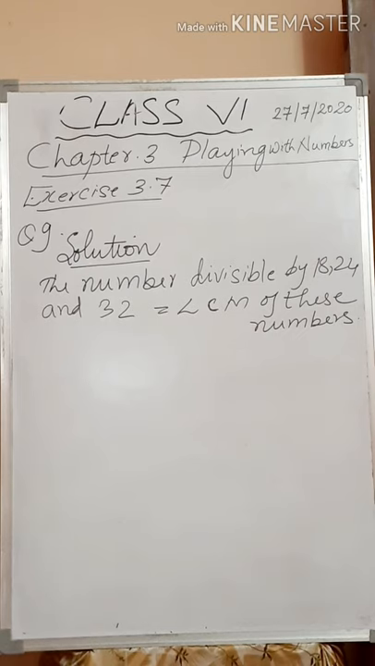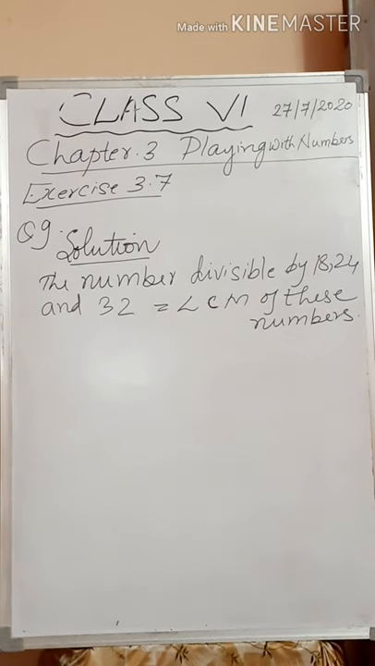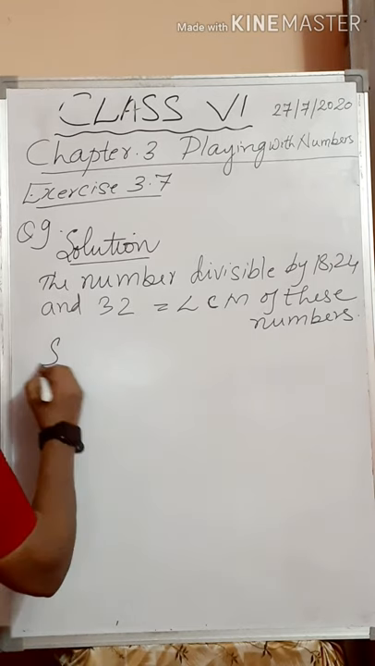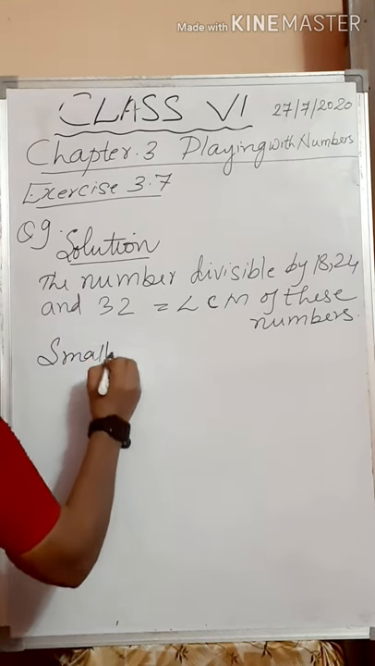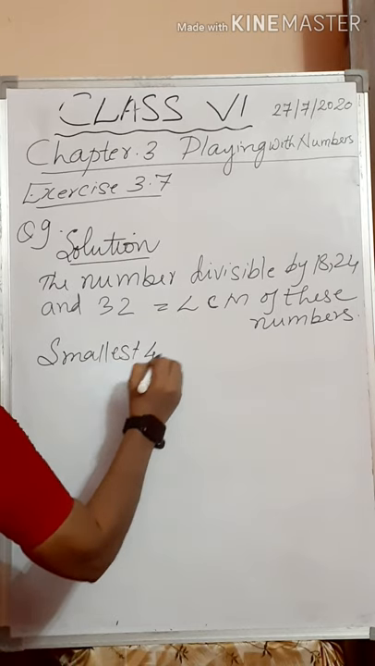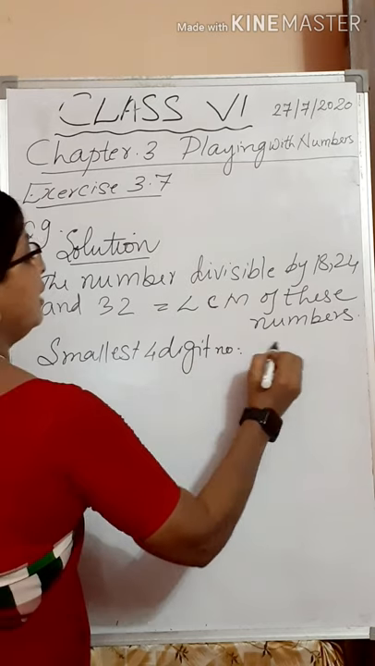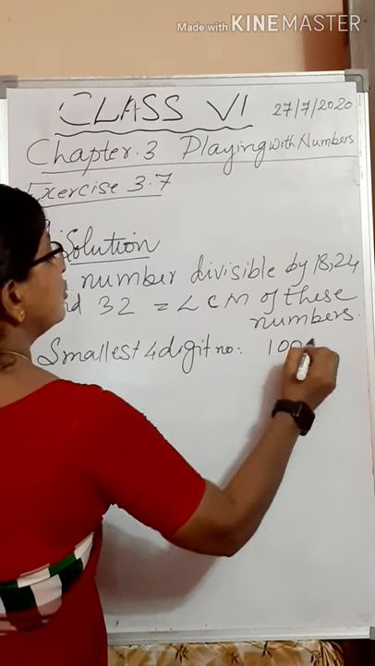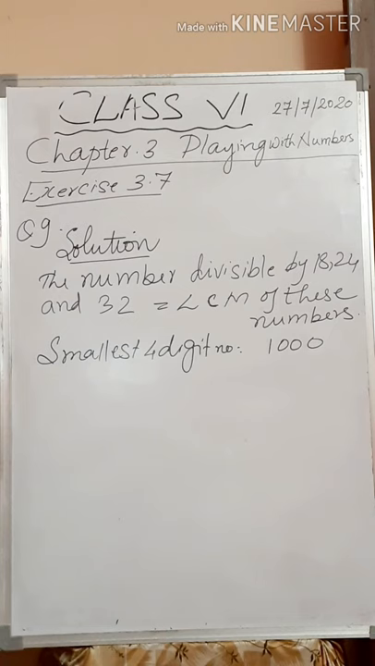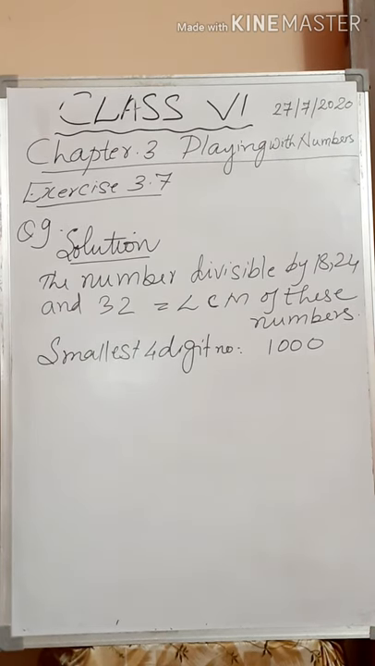Yes students, question number 9. Find the smallest 4 digit number which is divisible by 18, 24 and 32. The smallest 4 digit number, we know that, is 1000. Which is exactly divisible by 18, 24 and 32.